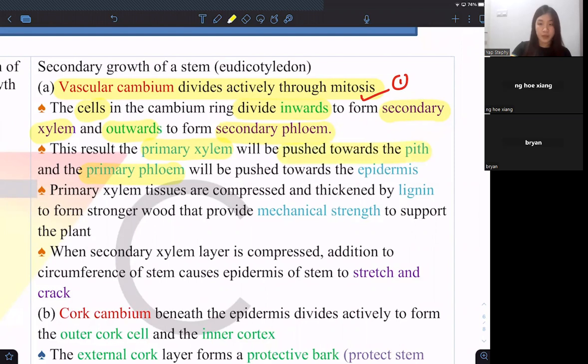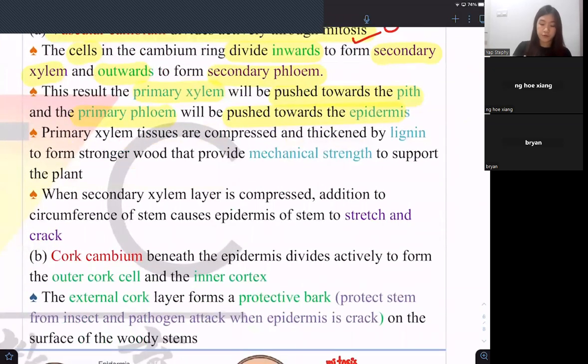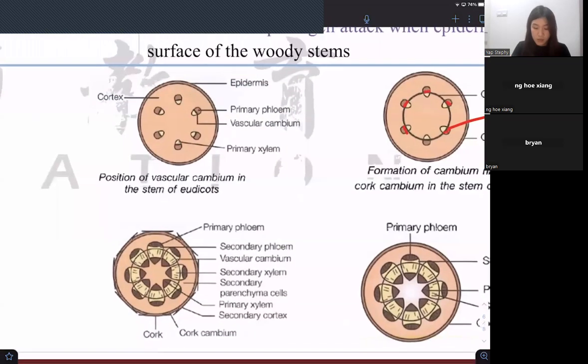So the xylem is very near to the pith, but the phloem is near to the epidermis. They all will be pushed away from the cambium ring. Okay? And when you form a lot of secondary xylem layers, it will cause your epidermis of the stem to stretch and crack. Because all the tissues become bigger and bigger already, and also you form a lot of layers. So inside the stem, it becomes thicker. So that's why the epidermis will stretch and crack. Like this. So that's why you can see in the final image, the external layer, the epidermis, has cracked already.